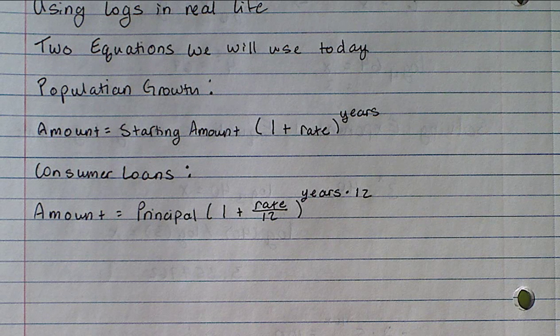So what we're going to do today is we're going to be using logarithms to solve for time. What we've covered before is we found out with population growth how many people there will be after a certain amount of time. And what we're going to do today is flip it and find out how long it will take for a population to reach a certain point. Also, we found out how much the consumer loan would be worth. Today we're going to find out how long it'll take for you to pay down your loan to a certain amount, assuming that you're paying the minimum payment.